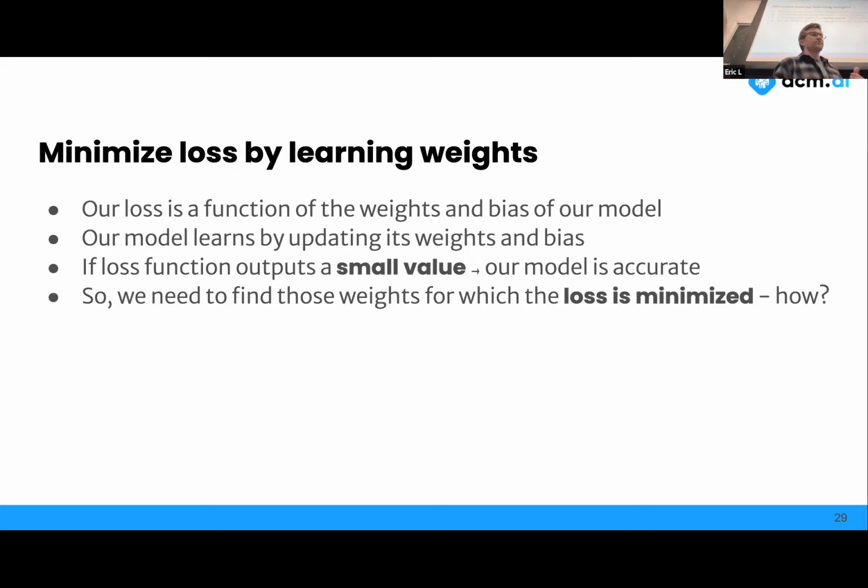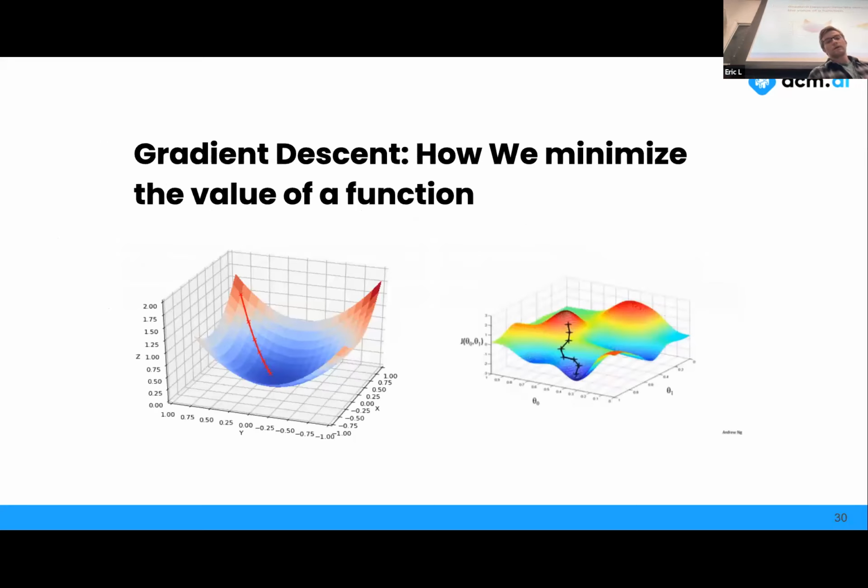We are essentially trying to find, either through a closed form solution or through a gradient descent approach, the weights for which our loss is minimized. And that leads us to gradient descent, which is what we'll be covering today.